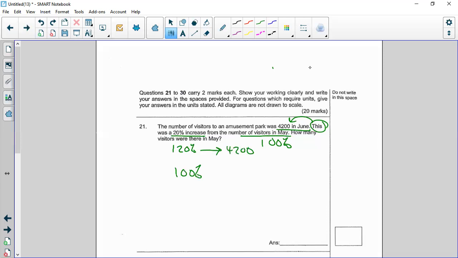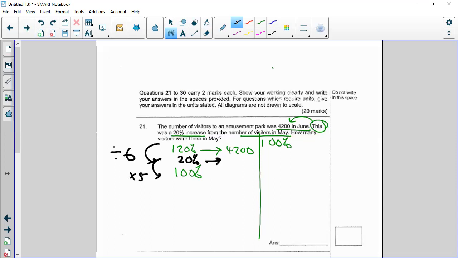So no calculator. How do we find what 100% is? Then you may want to shortcut. Okay, jump. How to jump? You divide by 6, and you get 20. And then later times 5 to get 100. Jumping. Can you see that? So 120 divided by 6, you get 20. Then 20 times 5, you get 100.